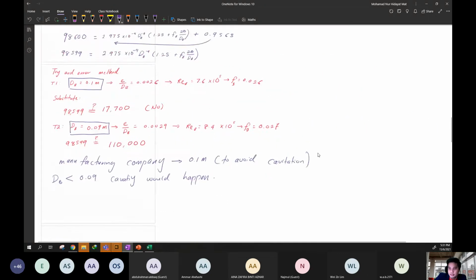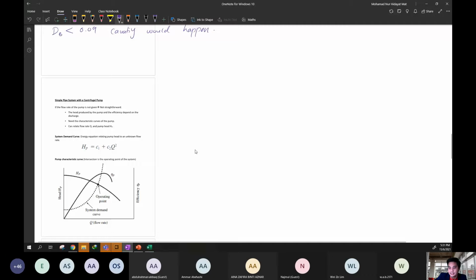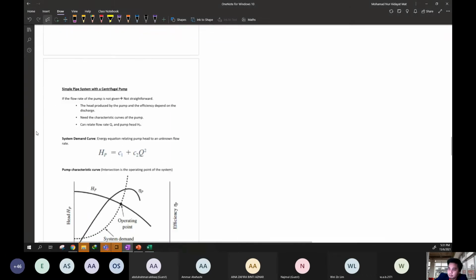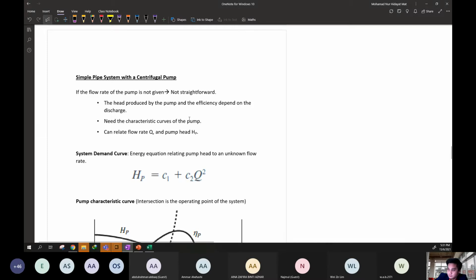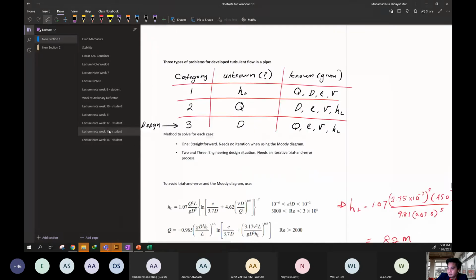So I think that's all about this example. Okay, we proceed to the last part: the simple pipe system with the centrifugal pump. If the flow rate Q of the pump is not given, it is not a straightforward question. As I mentioned before, if Q is not given, that means this falls under category number 2, where you need to find the Q.